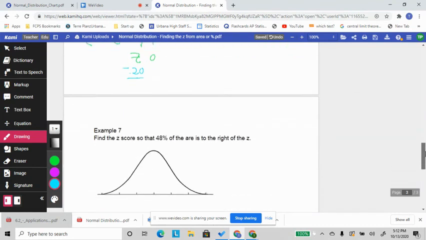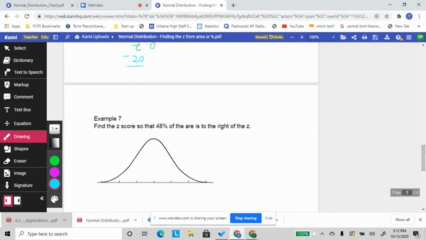And I see a typo. So find the z-score so that 48% of the area, I should say area, is to the right of the z. All right, so we want 48% of the area to the right. Well, we can't be over here because the area over here is 50 plus. So we have to be on this side so that it's less than 50%. Just sketch the graph and you can figure it out.